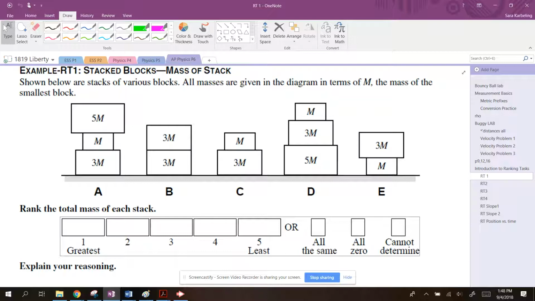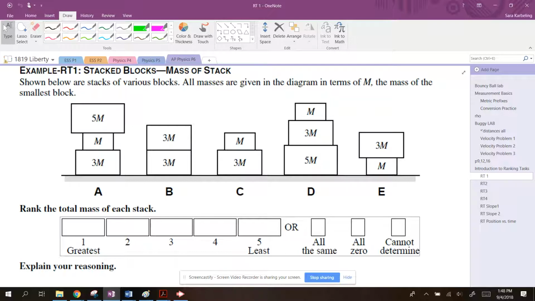Shown below are stacks of various blocks. All of the masses are given in the diagram in terms of M, the mass of the smallest block. So M could be 5, it could be 23, it could be 156. We don't know and we don't care. It could be any number that you can imagine. The question here says to rank the total mass of each stack. Pretty straightforward, but I want you to give it a shot.